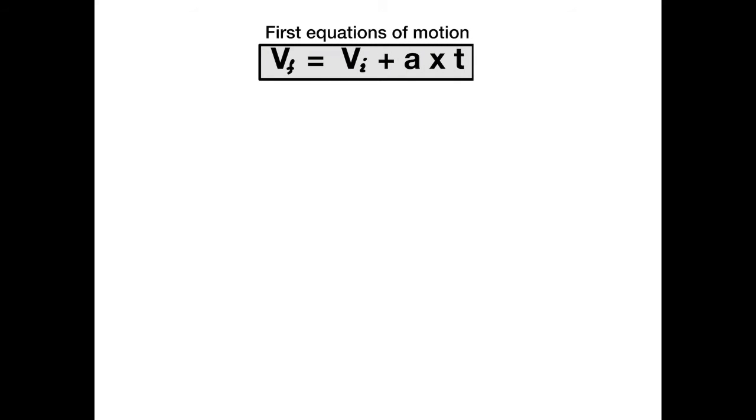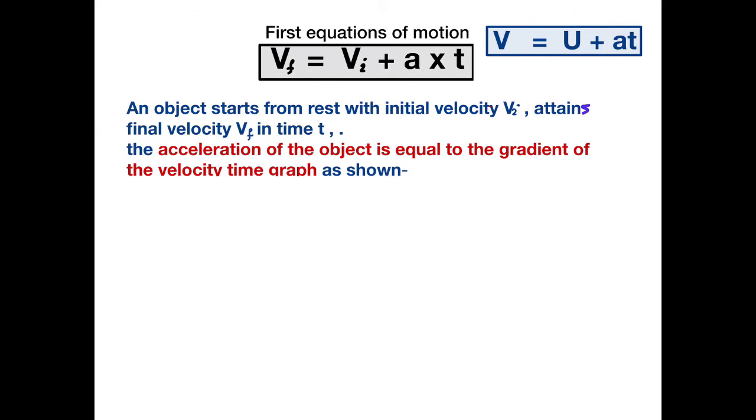Deriving the first equation of motion, Vf equals Vi plus At. This can also be written as V equals U plus At, as I said earlier in different books. Let's consider a situation in which an object starts with initial velocity Vi and attains final velocity Vf in time t. Now, to calculate the acceleration of the body, we need to find the gradient of the velocity time graph. We can also write the gradient of the speed time graph.